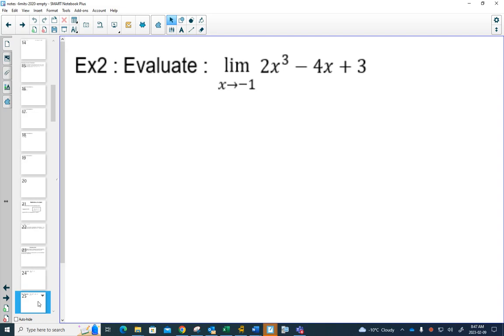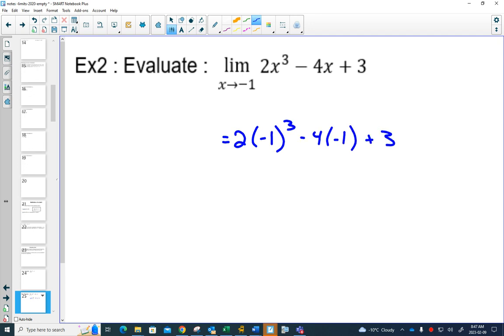Same thing here. You would just have to plug in -1. And then work through your mental math to figure out the value. So those kind of limits aren't actually very exciting because you can just plug things in and figure them out.